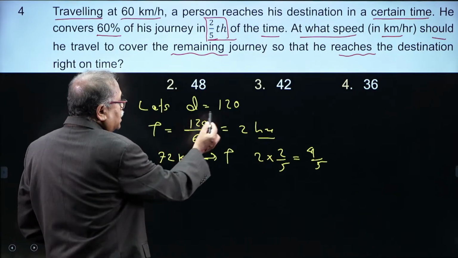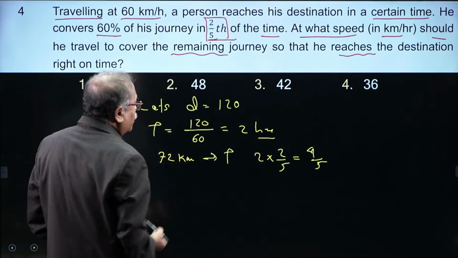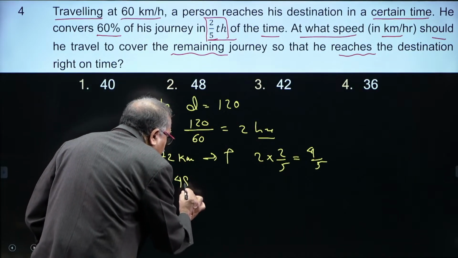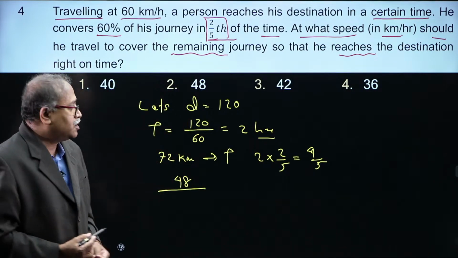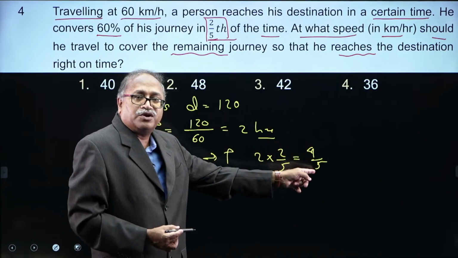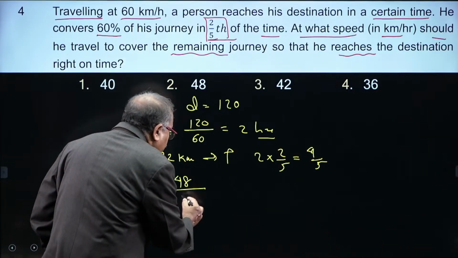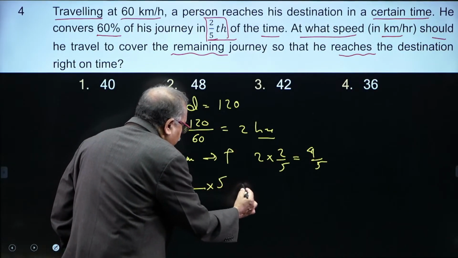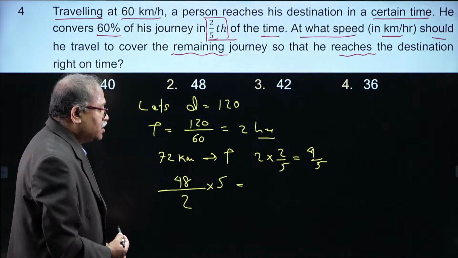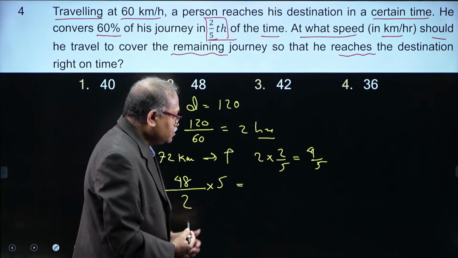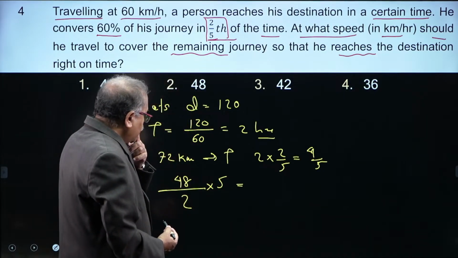So, remaining distance is 120 minus 72, and that comes 48. So, that is 48 divided by the remaining time. What is the remaining time? The remaining time will be 1/5, 4/5 is already over. So, 1/5 of 2 hours, nothing but 2 by 5. So, divided by 2 by 5. So, that comes 24 into 5, am I right here? 24 into 5 by 2.